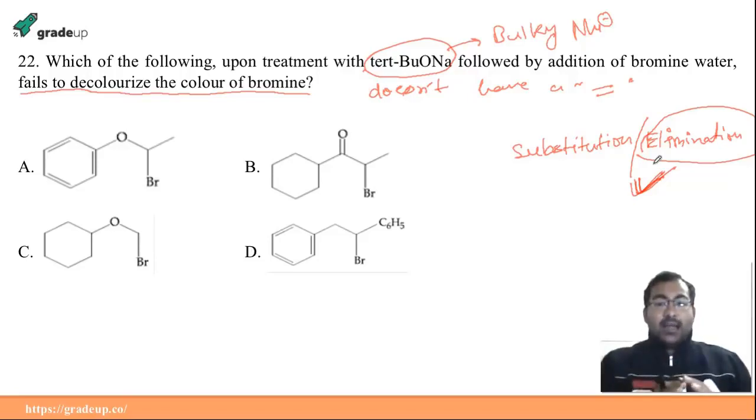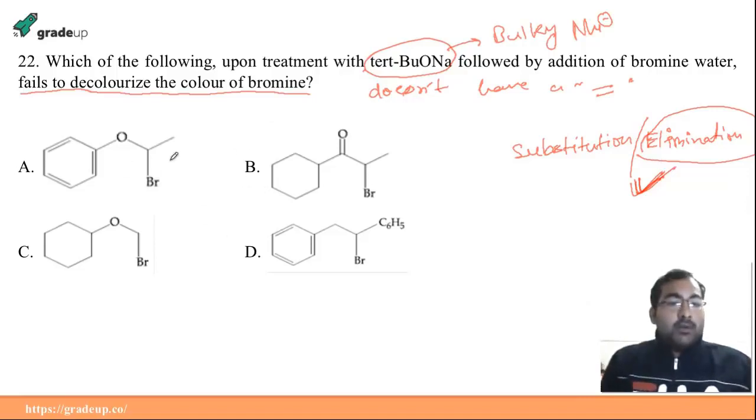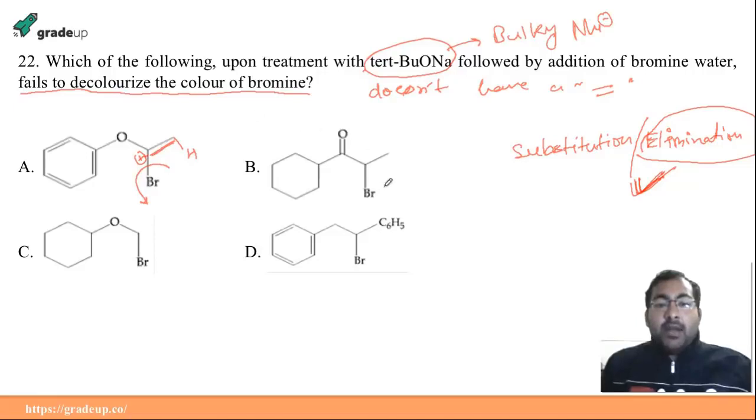For it to attack, to substitute, it needs space. So let's see the compounds one by one. Here we can have an elimination reaction, because if the bromine leaves and forms a carbocation, we have an alpha hydrogen which can be taken away by this tertiary butoxide ion, and we get a double bond here. Same case here. In the last option, if the bromine leaves, we get a double bond here. It's highly favorable because it can resonate here as well as here. So this will be the product in this reaction.